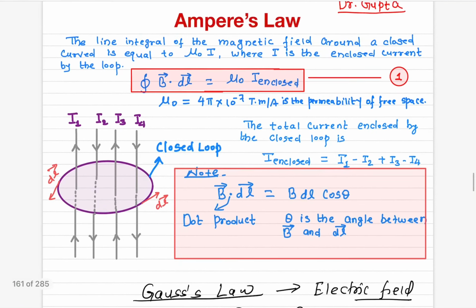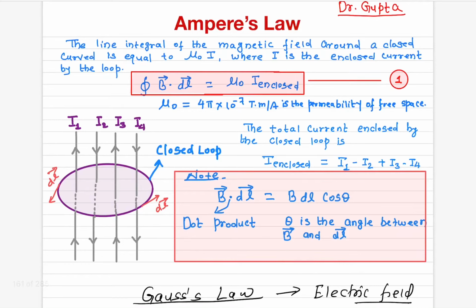Now in the next video I will show you the application of Ampere's law to find the magnetic field due to a straight wire. For now, just remember this equation, and this is a very powerful law to calculate the magnetic field. The only drawback of Ampere's law is that it is used only in cases of symmetry, such as current flowing through a wire or a closed loop. It cannot be used to calculate the field due to a complicated structure. So this is it for this video.